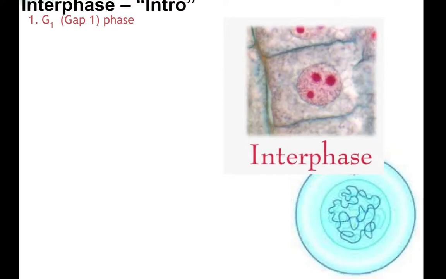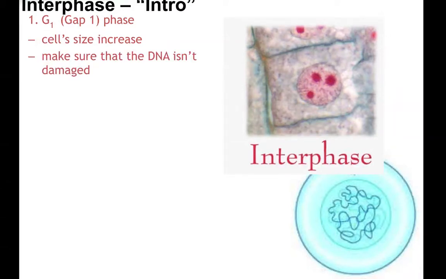G stands for gap. During this part of interphase, the cell is growing and making sure that the DNA isn't damaged. Once the cell has done this, then signals from the body will tell the cell to move to the next part of interphase. Label B in interphase as the S phase. S stands for synthesis, which means to make or create, and during this phase, DNA is copied.